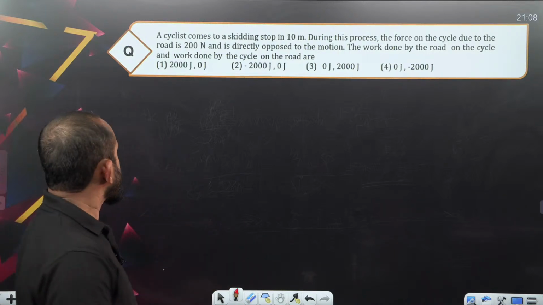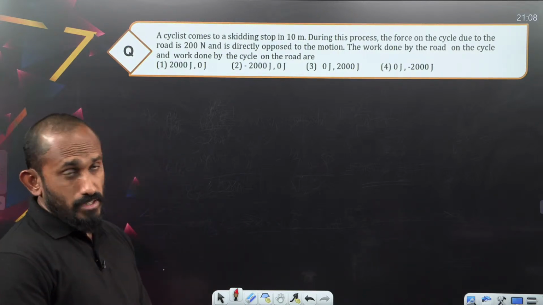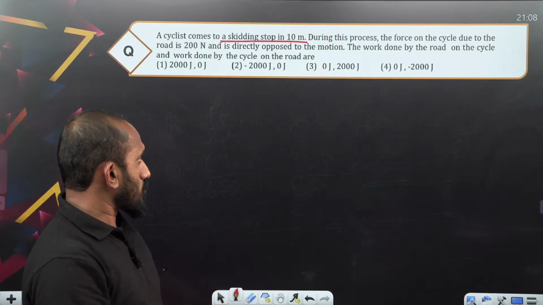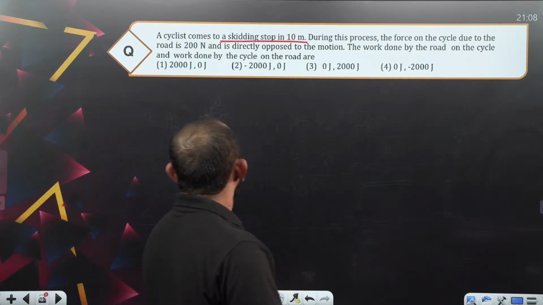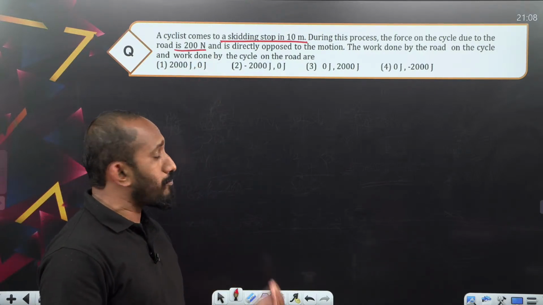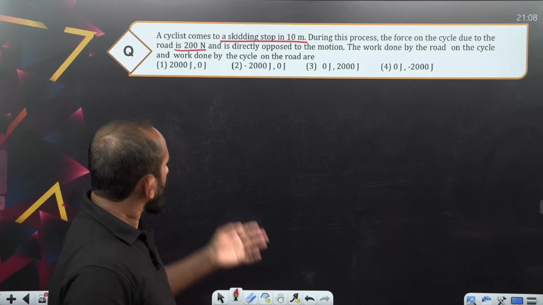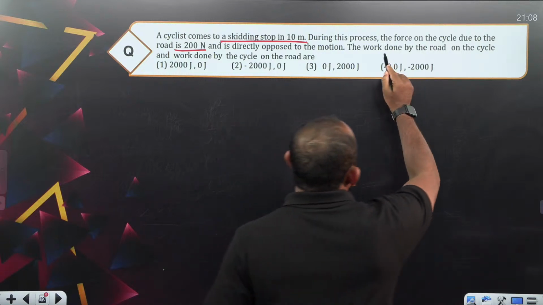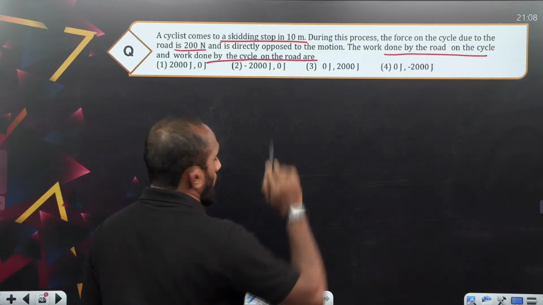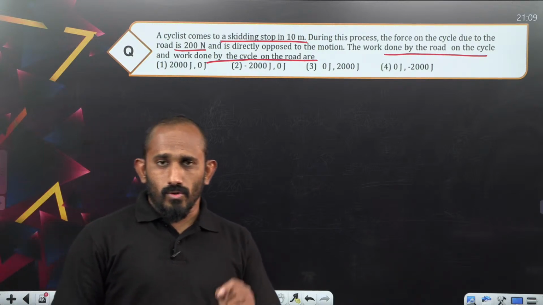A cyclist comes to a skidding stop in 10 meters. During this process, the force on the cycle due to the road is 200 Newton and is directly opposed to the motion. The work done by the road on the cycle and work done by the cycle on the road is what? So one idea.